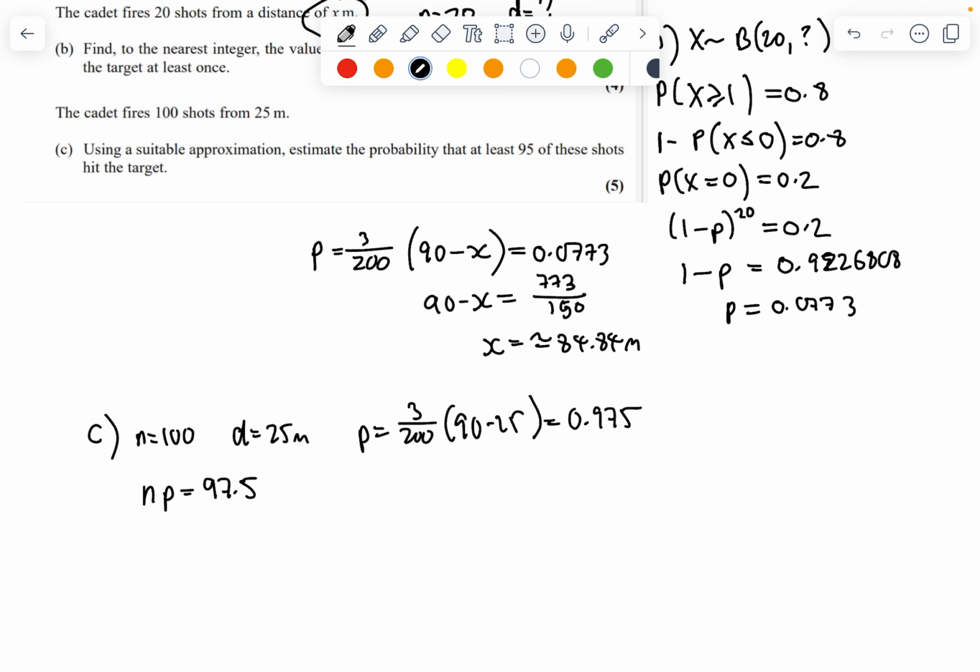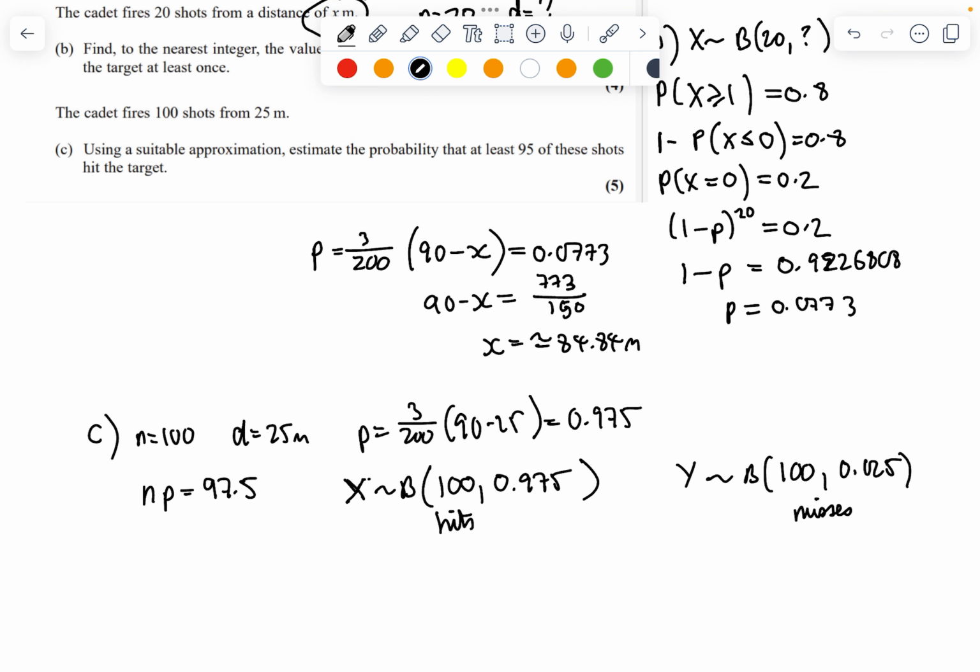Okay, I've got quite a high probability, so what I'm going to do is use the binomial. Let's say X is our number of hits. So X is binomially distributed with 100 and a probability of 0.975, and that's for hits. Or Y is binomial with 100 and a probability of 0.025, and that is misses.